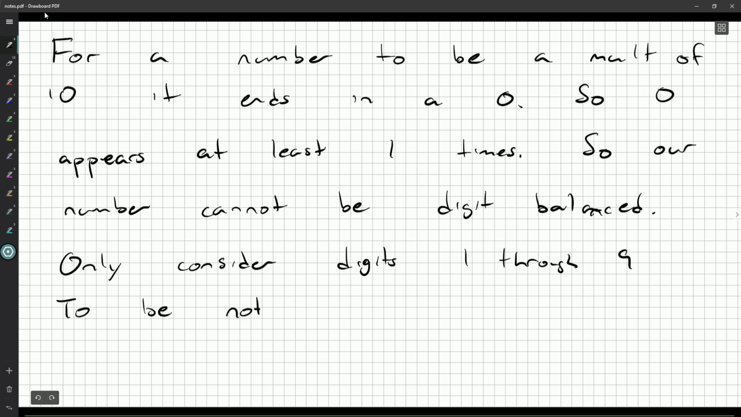So to be not digit balanced. Of course, you don't actually have to explain any of this because it is a light bulb. If you just want to straight do the calculation, that's okay too. As long as you're right, you'll get full marks.